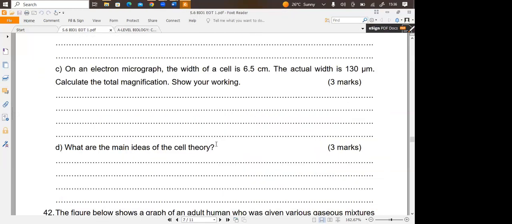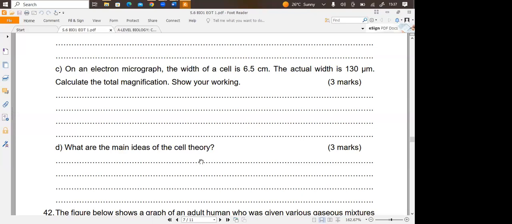Okay, then now you must have finished. We now go back to our question. So, what are the main ideas of the cell theory? Here the question is asking for the main ideas of the cell theory. Another way of phrasing this question, they can ask you to state the cell theory, or they can ask you to explain the concepts of the cell theory.